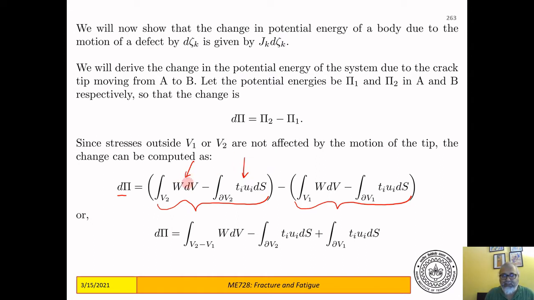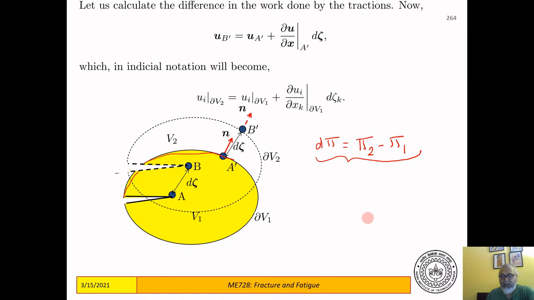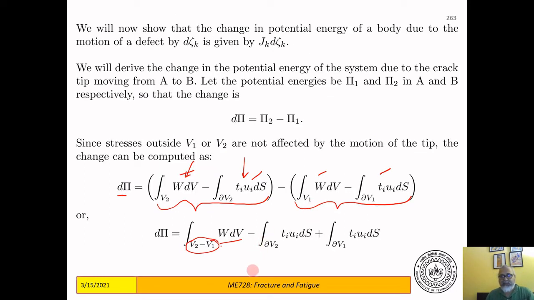Now we can write this as this and this. We can write as W dV over V2 minus V1, and this and this we can write as two separate integrals, 1 over delta V2 and 1 over delta V1. Okay, now we will calculate these integrals separately.